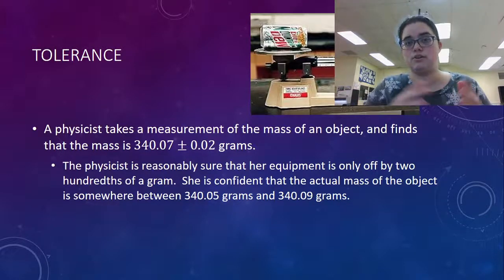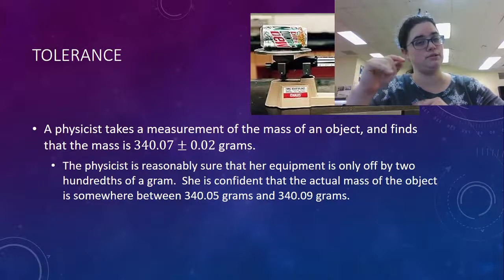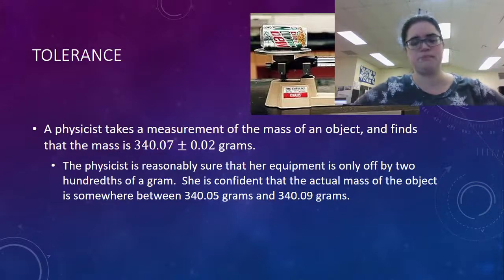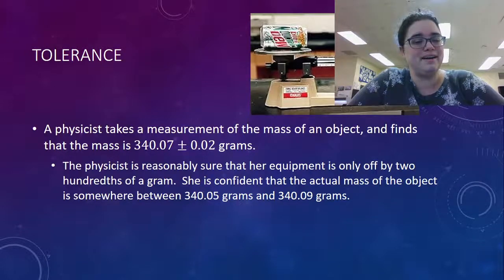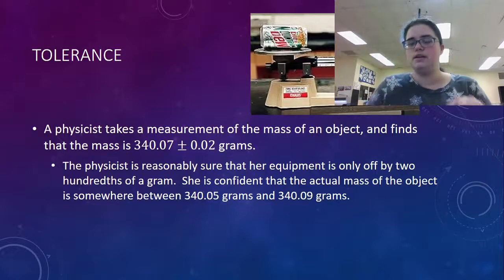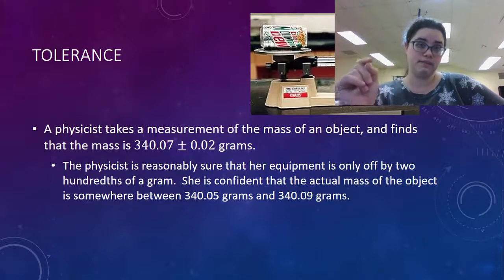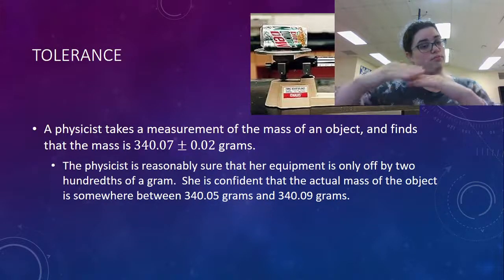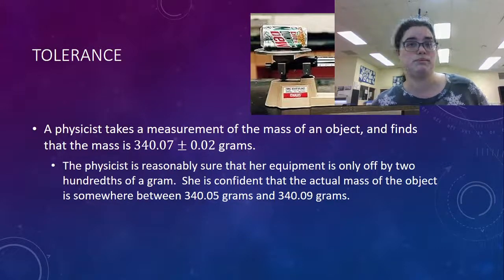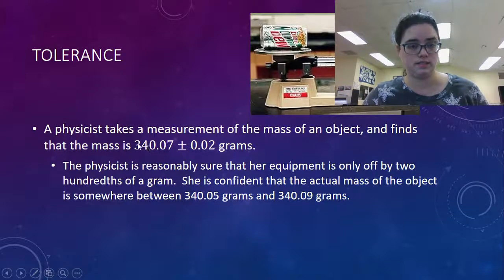And she's confident that her equipment's pretty precise. She knows she can figure out about 0.02 of a gram. I don't think these balances are that precise, but I made up a problem and it might not be realistic. So she's reasonably sure this equipment is only off by about 0.02 of a gram. That means when she reads 340.07, she knows it's no more than 0.02 grams more or less than 340.07. So it's going to be between 340.05 and 340.09. And that's what this notation means.